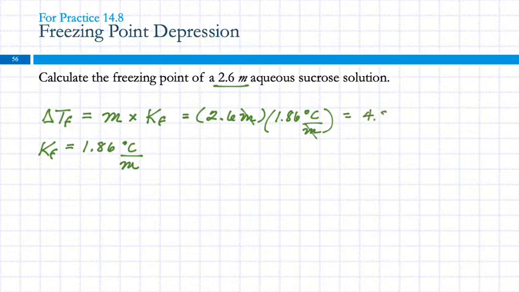And I'm getting 4.836 degrees Celsius, and sig figs would give me 4.8. Is that the freezing point of the solution? No. That's the change in the freezing point. So the question is asking, what is the freezing point?